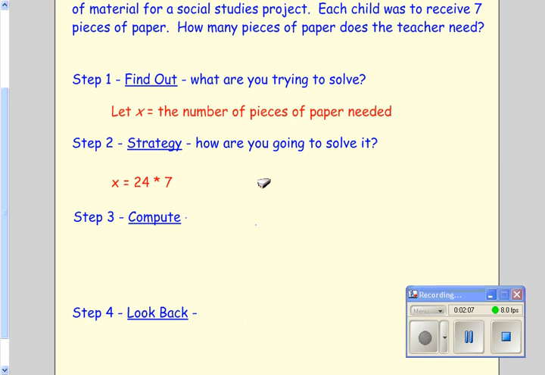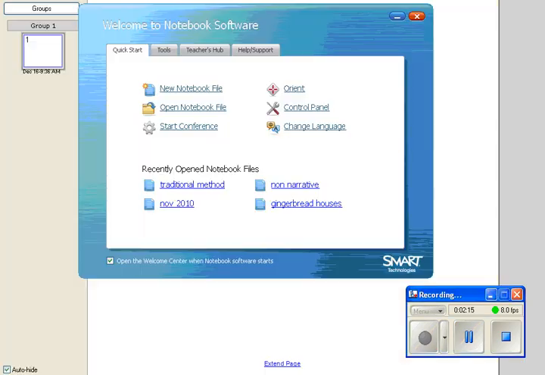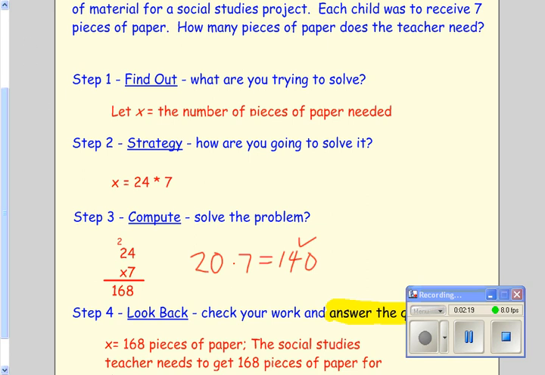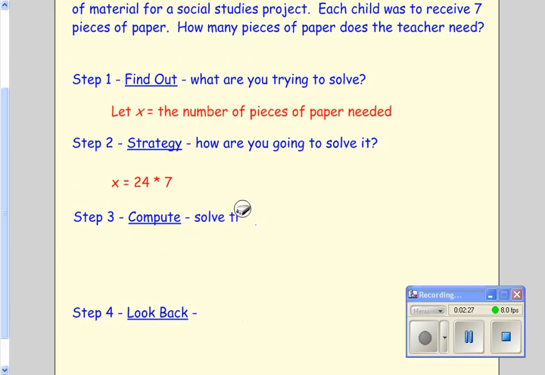All right. Next, step 3, compute. So compute, what that means to do is actually solve the problem now. That's what compute means. Solve it. So go ahead and do it. 24 times 7. Do it. 24 times 7. In that space of step 3, do 24 times 7. No, you do it in step 3.